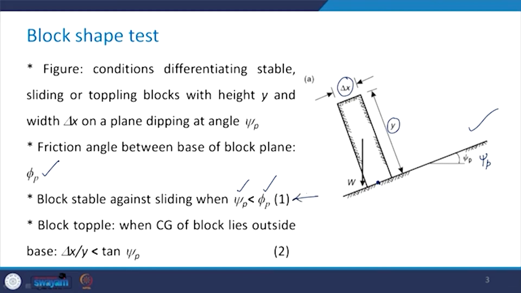This block will topple when the CG of the block lies outside the base. As you can see in this figure, this is the CG, and if I drop a line here, you see this is lying outside this base area. And this condition would be satisfied when delta x upon y is less than tan of psi p, and I mark this as equation number 2.